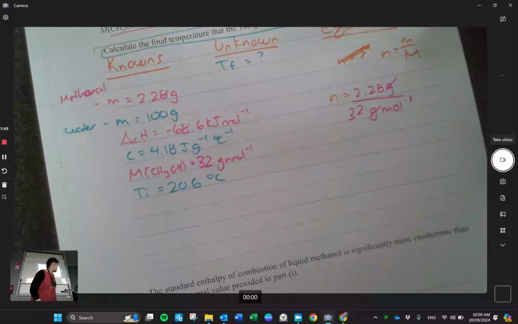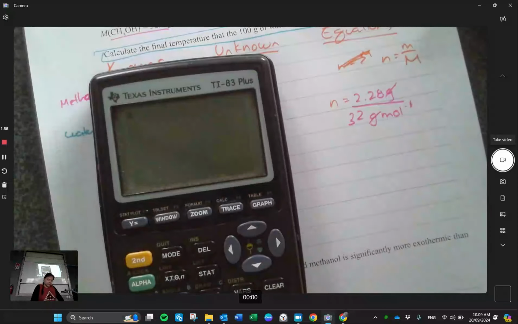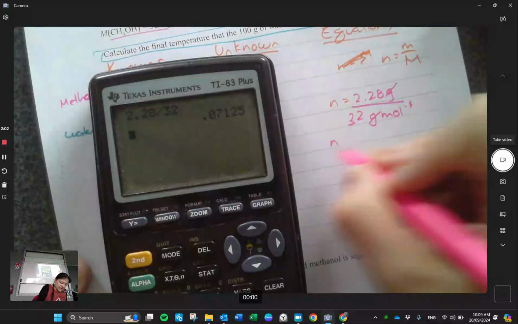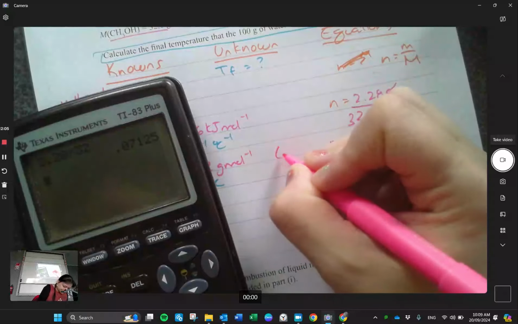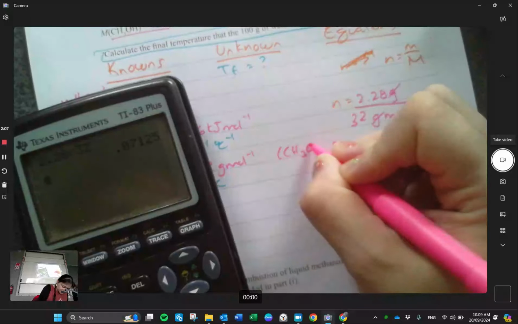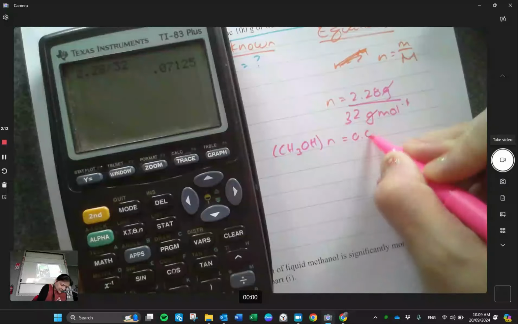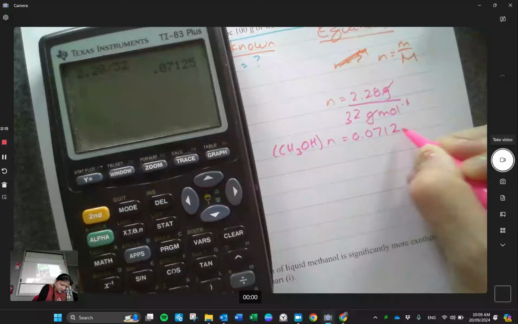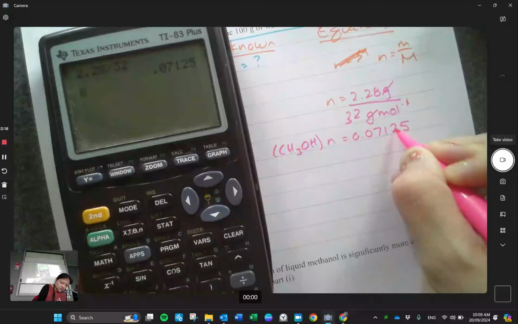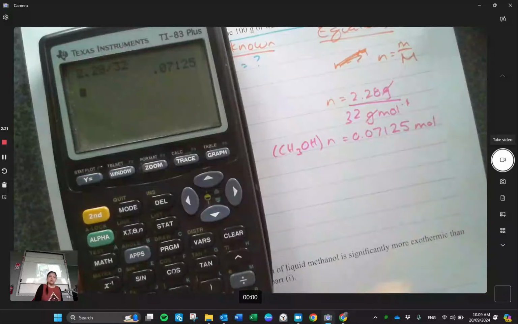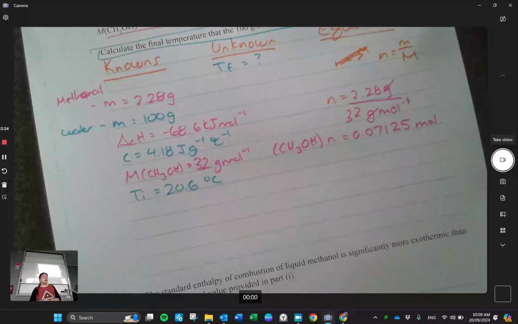So I'm going to grab my calculator, so that way we can do that math. All right. I am doing 2.28 divided by 32, and I get my n value for, again, the methanol, which is equal to 0.07125 moles. Are we okay with how I did that?